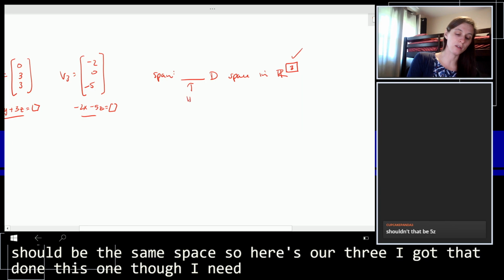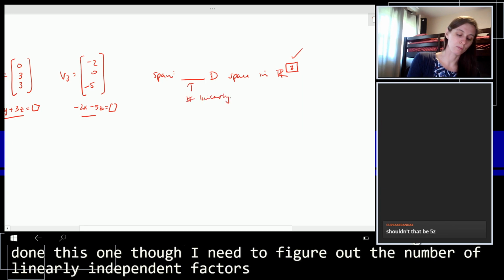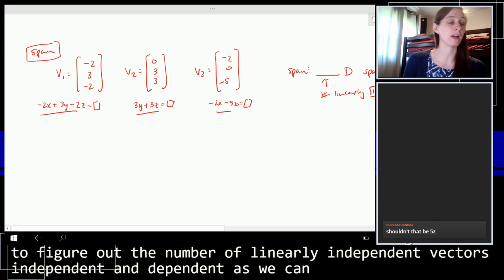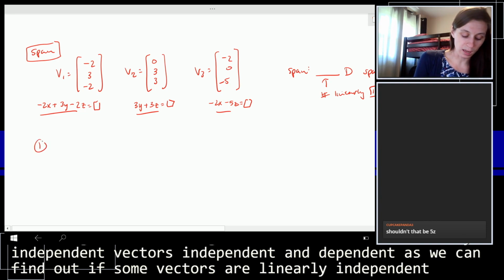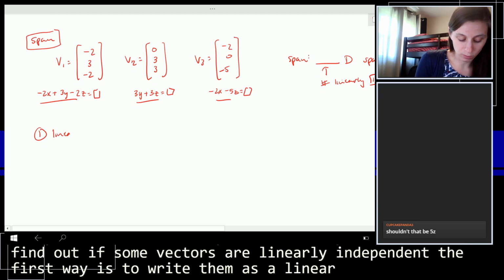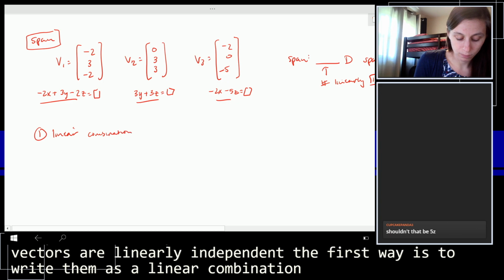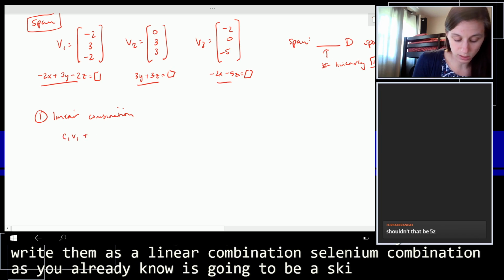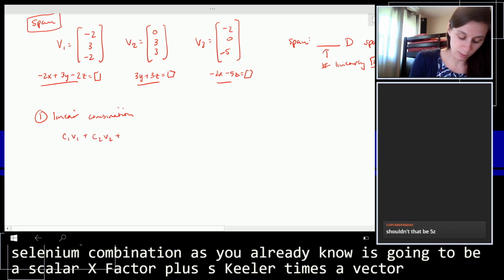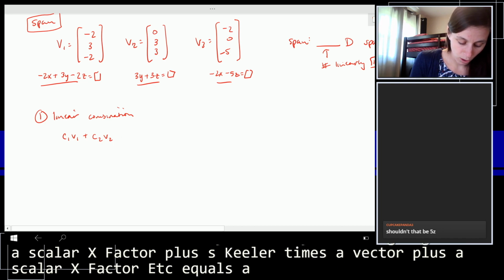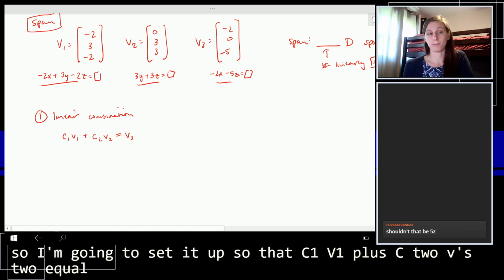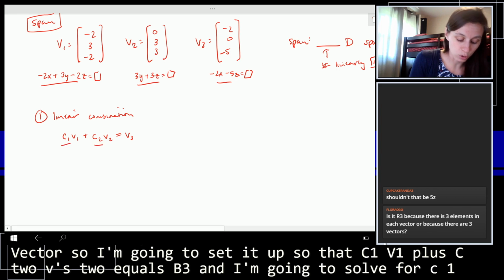This one, though, I need to figure out the number of linearly independent vectors. Okay, so independent, not dependent. There's a couple ways we can find out if some vectors are linearly independent. The first way is to write them as a linear combination. A linear combination, as you already know, is a scalar times a vector plus a scalar times a vector plus a scalar times a vector, etc., equals another vector. So I'm going to set it up so that C1 V1 plus C2 V2 equals V3. And now I'm going to solve for C1 and C2.